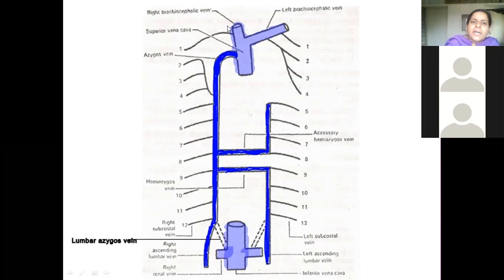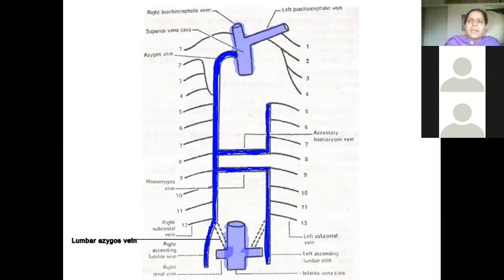Now, the first intercostal vein is directly draining into the right brachiocephalic vein. I told you the right brachiocephalic and left brachiocephalic will join to form the superior vena cava, isn't it? So the first intercostal vein drains into the right brachiocephalic. The second, third, and fourth join among themselves and also drain into the azygos vein. The azygos vein in turn drains into the superior vena cava, right? Then the intercostal veins from 5th to 12th, all of them on the right side, drain into the azygos vein, and the blood from the azygos vein enters the superior vena cava. Okay, so this is the story of the right side.